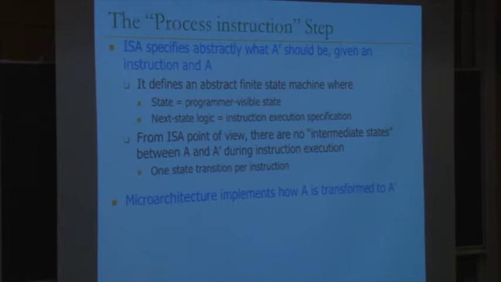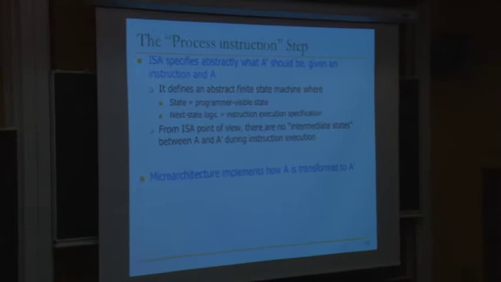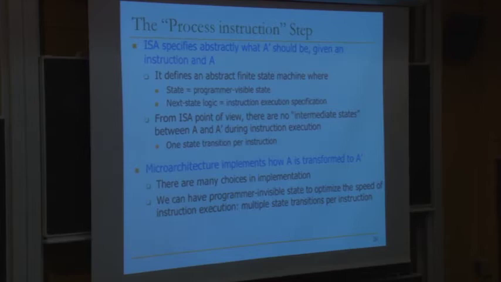Now, this will lead us to an implementation. Microarchitecture implements how this A, or what I called AS here, is transformed into AS prime, A prime. There are many choices in implementation. And we can have programmer invisible state, right, to optimize the speed of instruction execution. And we will see that. You can have multiple state transitions. You can have pipelining, for example, or you can have microcoded execution. And we'll see those. For example, one choice is having no intermediate states. Transform A to A prime in a single clock cycle. Basically, execute the instruction in a single clock cycle. That's one choice that we will cover in this lecture.